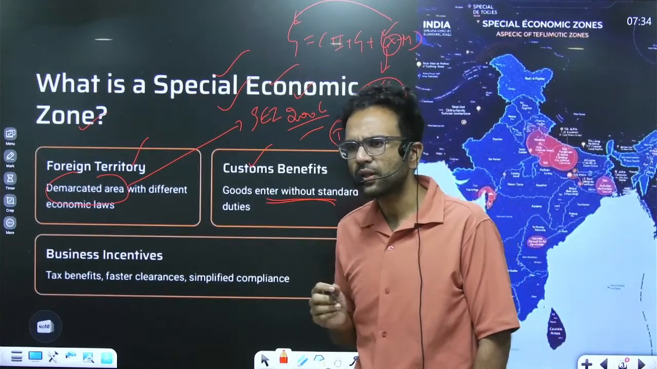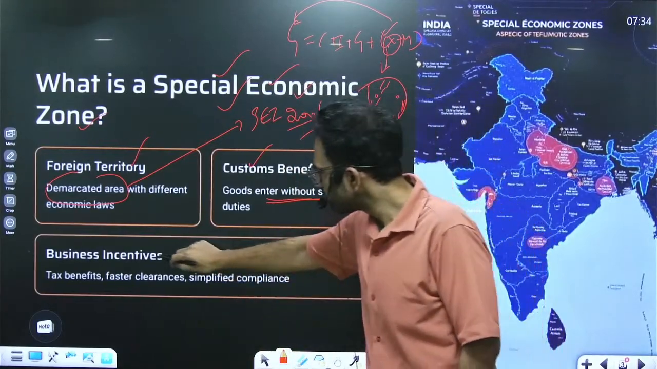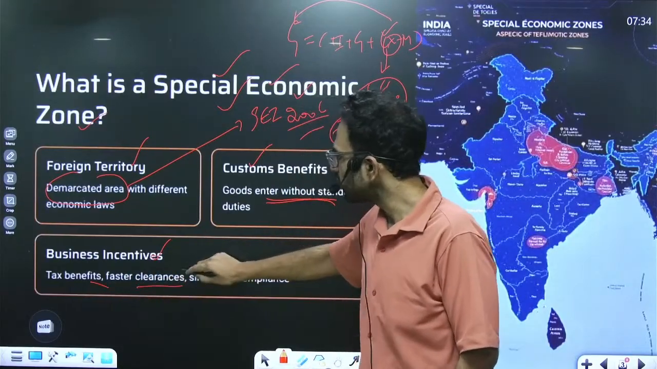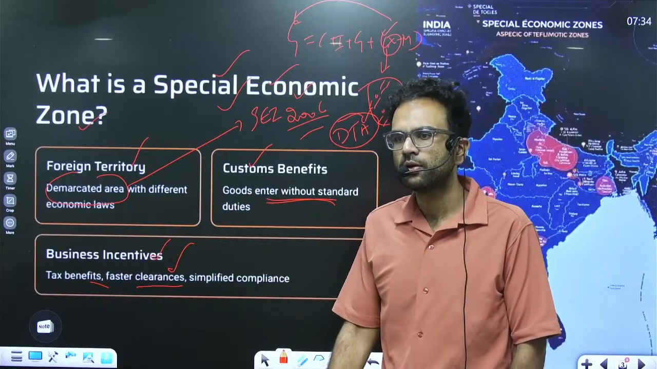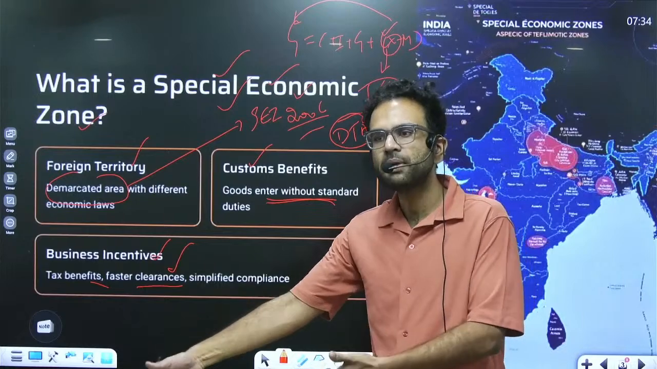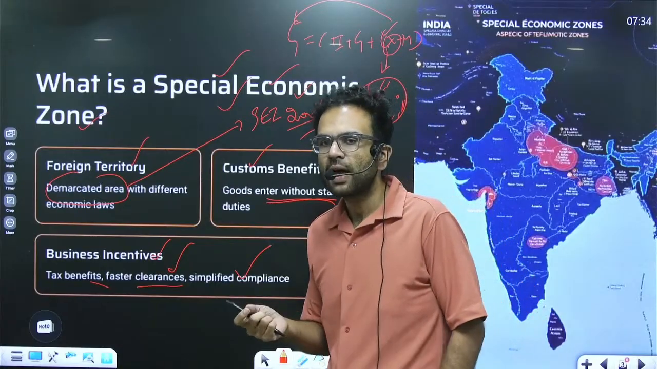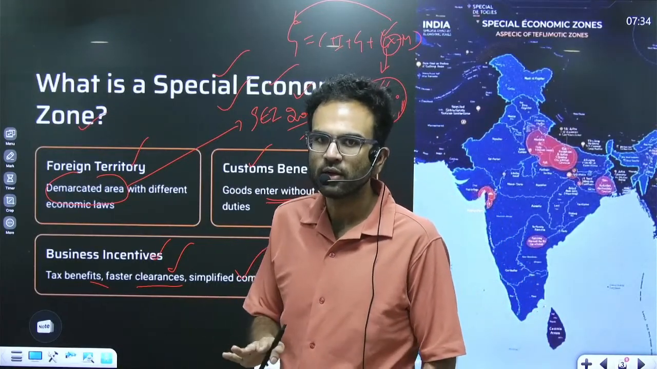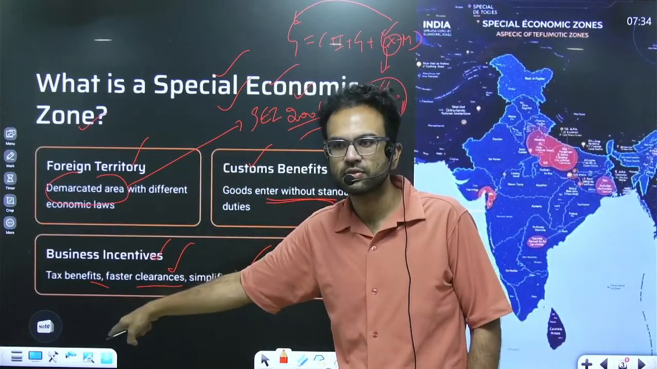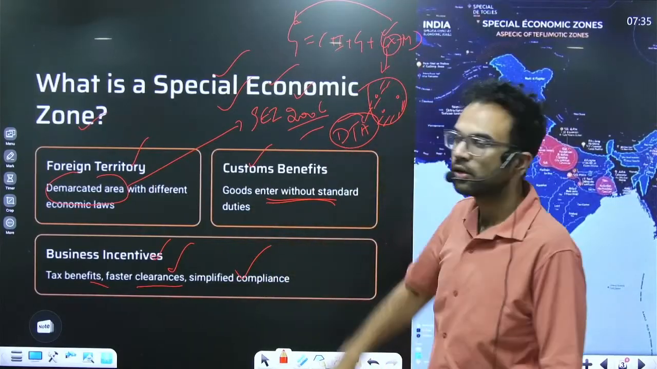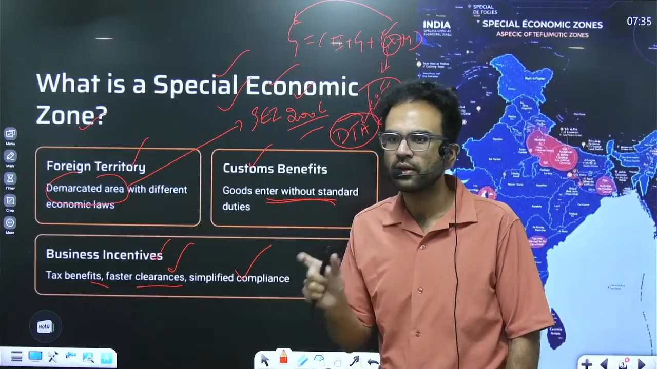But there are some problems with how we are addressing our special economic zones. So there will be business incentives like tax benefits, faster clearances through single window clearances. There will be a lot of priorities given to companies in those special economic zones, and they are expected to have easier compliance. Basically, special economic zone, three facets: foreign territory, customs benefits, and business incentives, all aligned for exports. Clear? Do you understand the concept of special economic zone? Great, let's move forward.